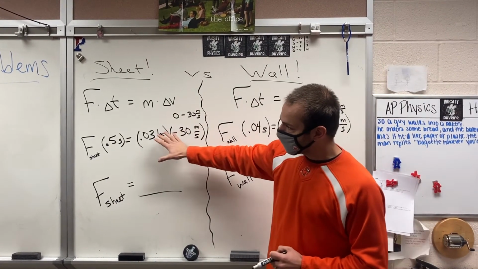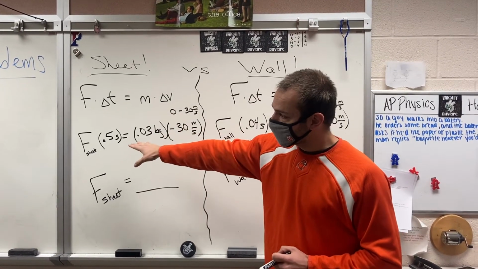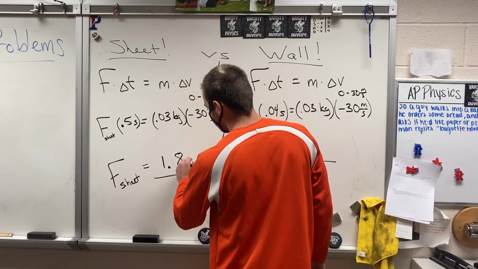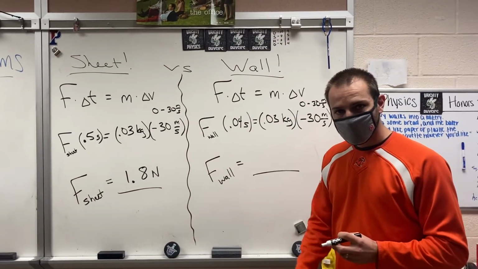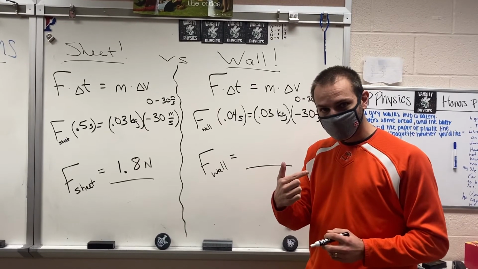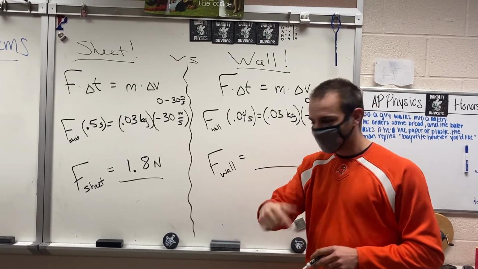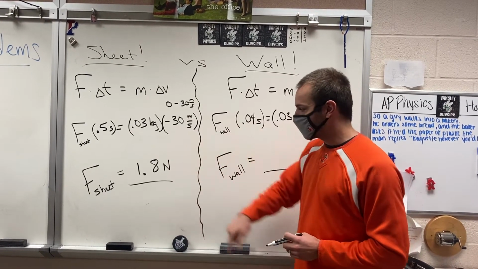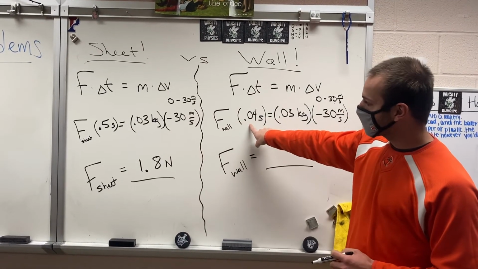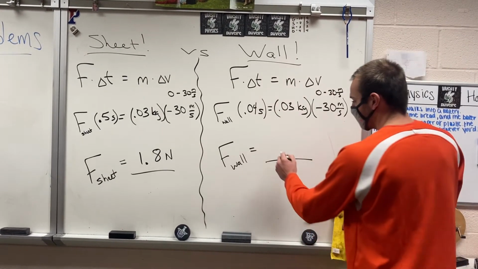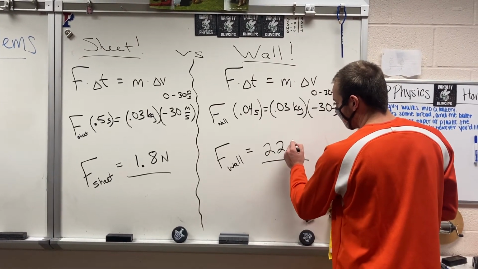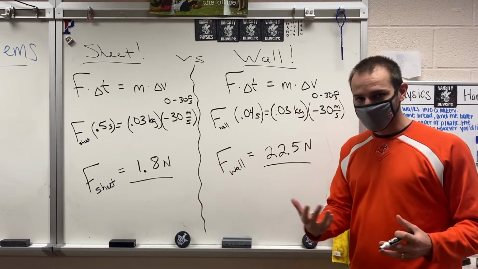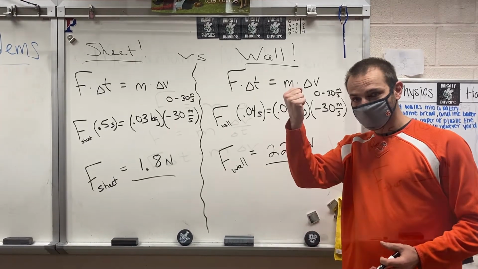So if we set this up, the force that the sheet applies is about 1.8 newtons of force on the egg. Now, for the wall, since the time was much, much less, that's approximately 22.5 newtons of force on the egg. Obviously much, much more, and that's what caused the egg to break.